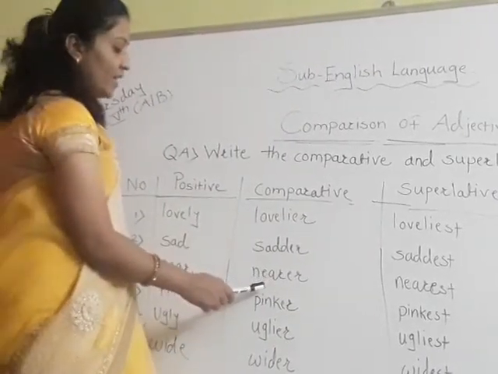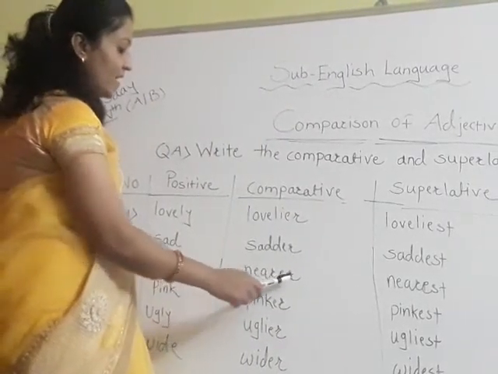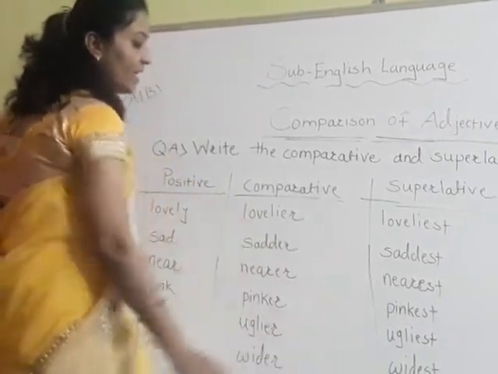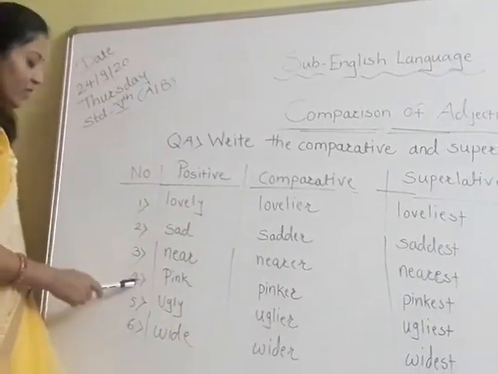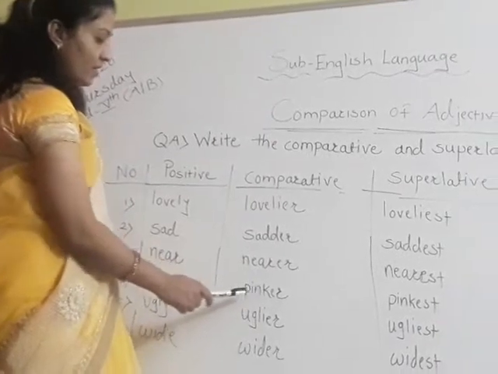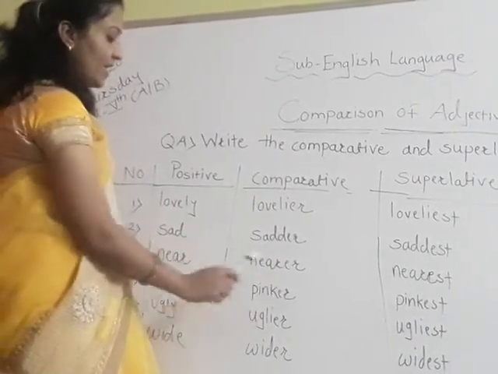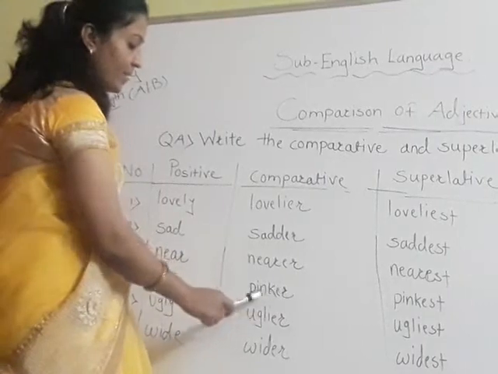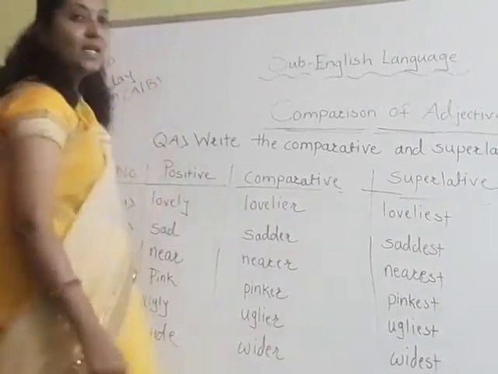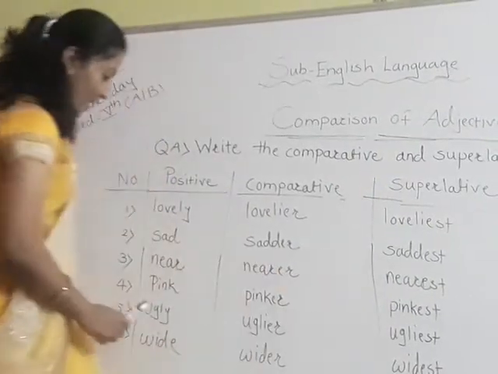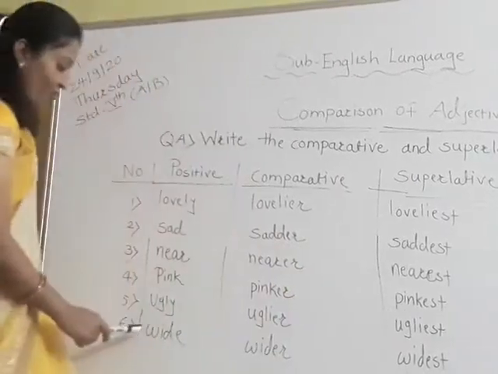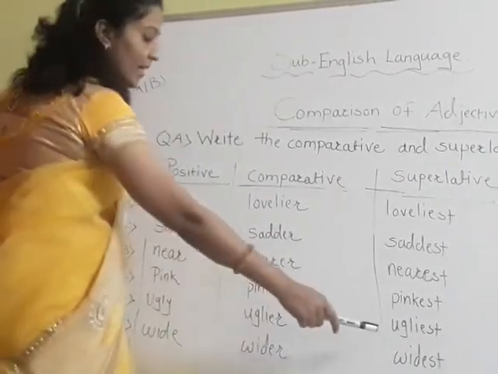Third one is near. Comparative degree of that, nearer, and superlative degree is nearest. Fourth one is pink. Comparative degree, pinker. We just have added er to that word, pinker, and superlative degree is pinkest. We have added est to that word, pinkest. Then ugly, uglier, ugliest. Wide, wider, widest.